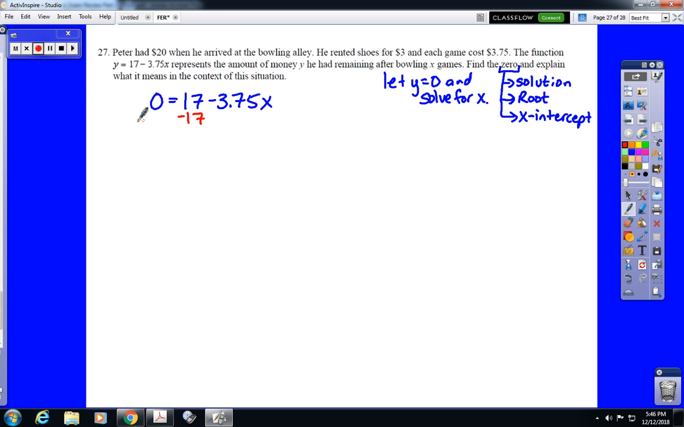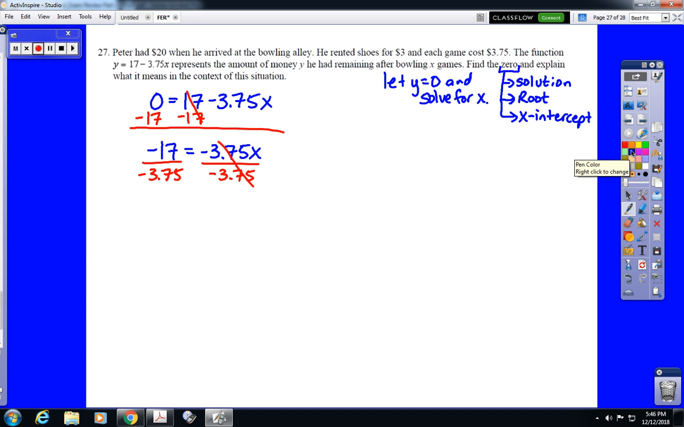So we would subtract 17 from each side, which would give us negative 17 equals negative 3.75x, and then we divide by negative 3.75, and we get x is 4.53 repeating. So there's the x value. That is the root, solution, 0, x-intercept.